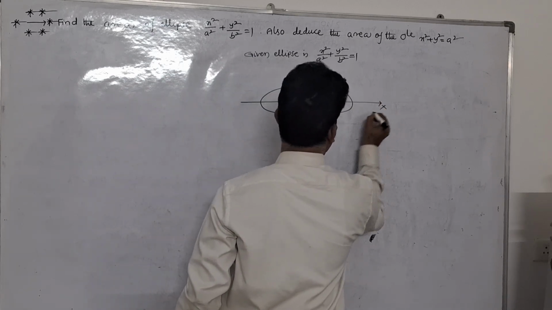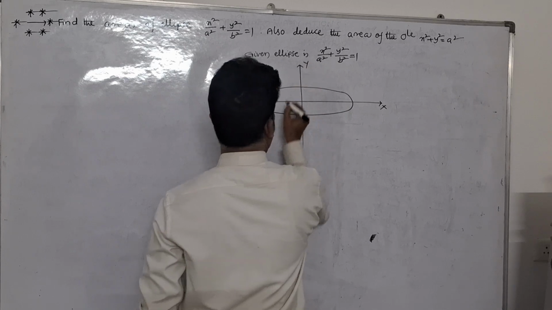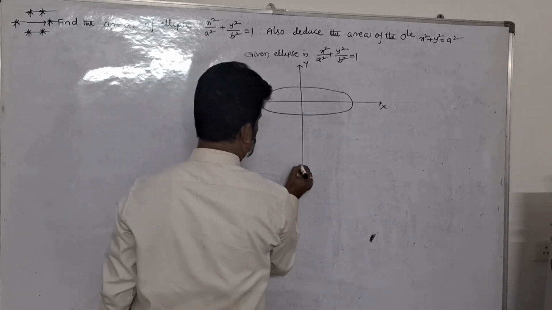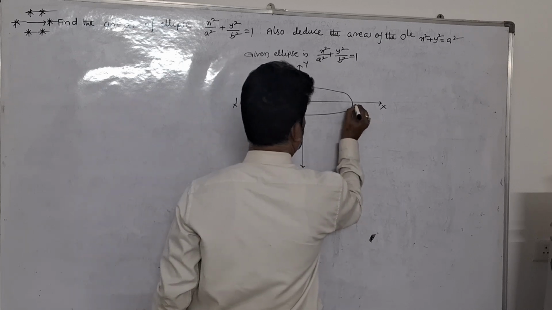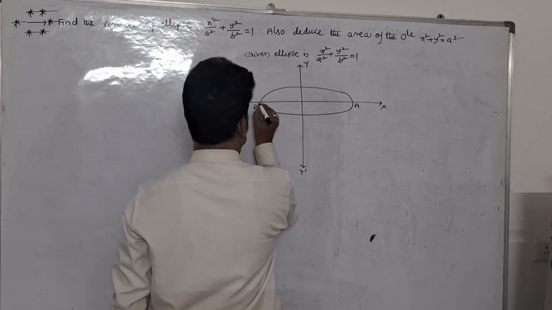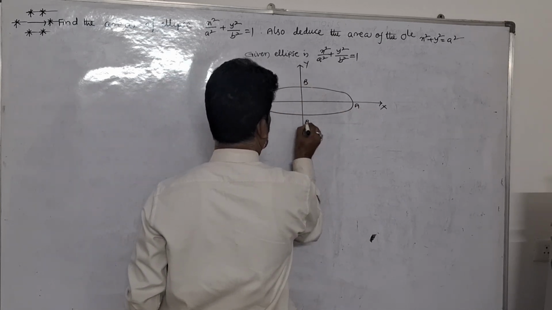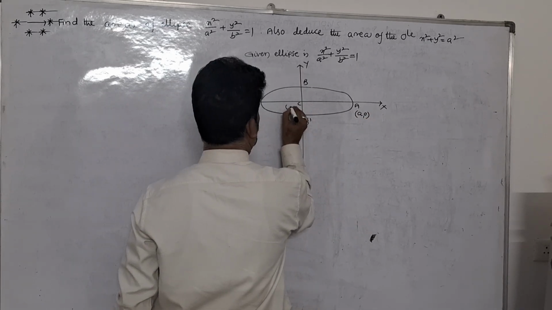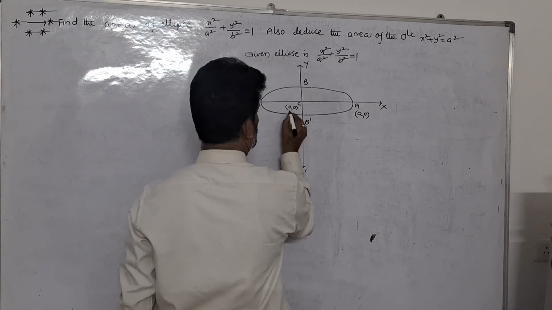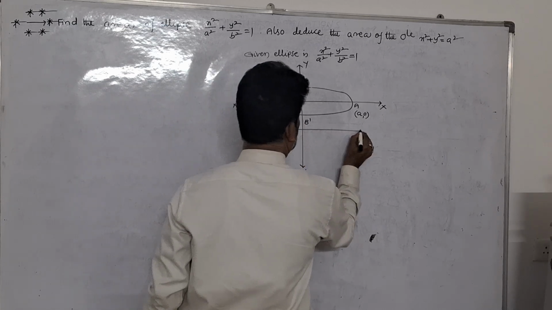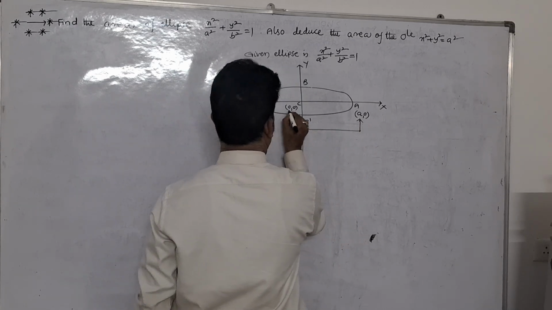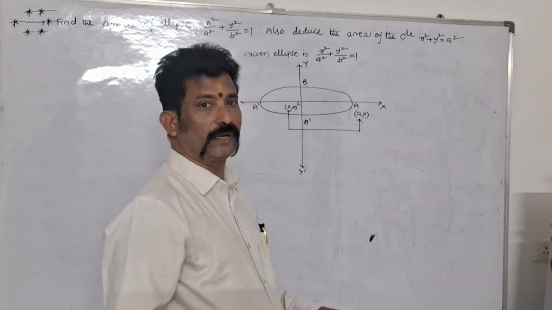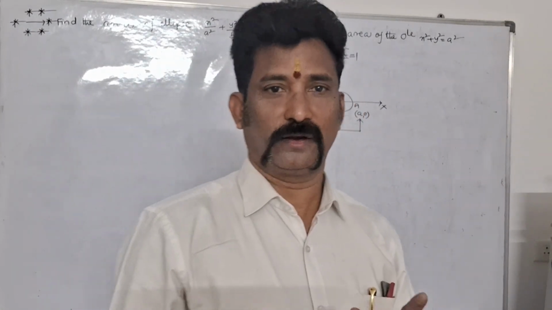This one is the x-axis, y-axis, x dash and y dash. This is A dash and B dash. This one is a comma 0. This one is the center, 0 comma 0. So here x varies from 0 to a. X limits ready. This one is y, because this is the standard diagram.